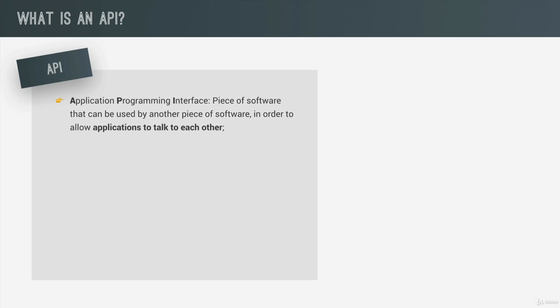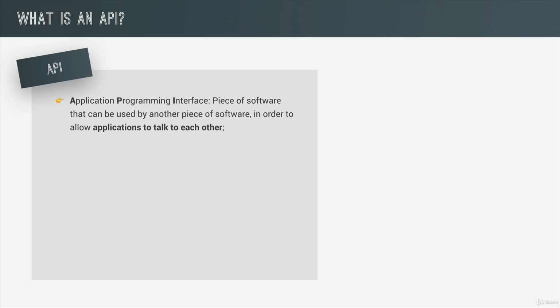So first of all, API stands for Application Programming Interface. Now, in general terms and on a very high level of abstraction, an API is basically a piece of software that can be used by another piece of software in order to allow applications to talk to each other and exchange information. And that's true not only for web development and JavaScript, but for programming in general.